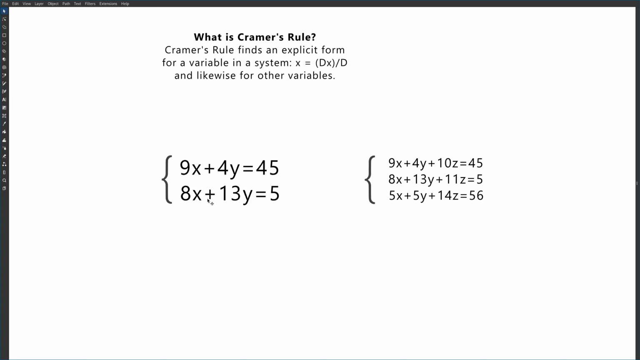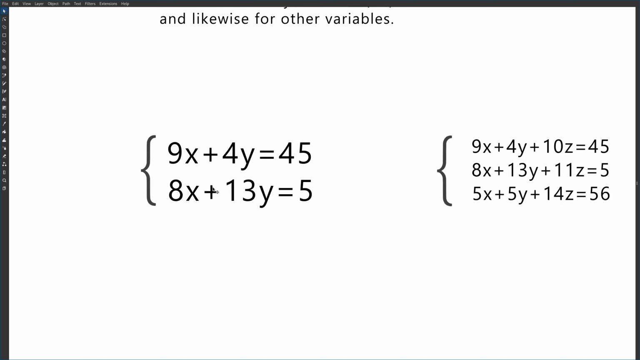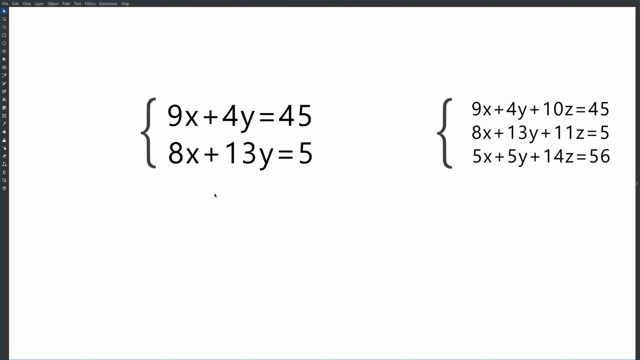Okay, so first for a 2 by 2, instead of doing substitution, graphing, or elimination, we can solve for the answers right away with determinants. Okay, so say we want to find x. We're going to write x is equal to d sub x divided by d. Okay, and the easiest to solve for is d. The d stands for determinant of just this thing you see in the center.